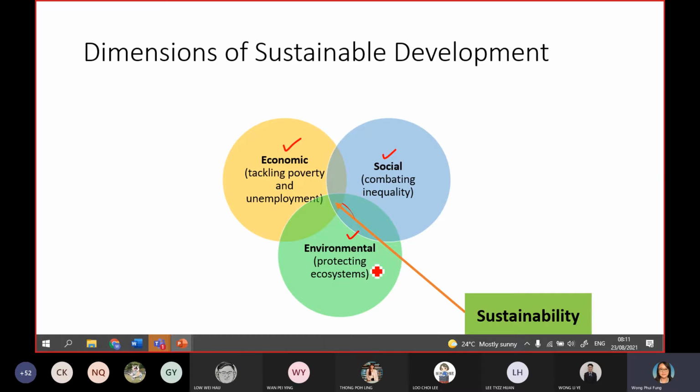So environmental sustainability, which means that we need to protect, we need to reserve the limited natural resources. We need to protect the ecosystem. We cannot always extract those limited natural or virgin resources. And we have to minimize the bad impact to the environment. So sustainability in terms of the environmental aspect is actually to protect the ecosystem.